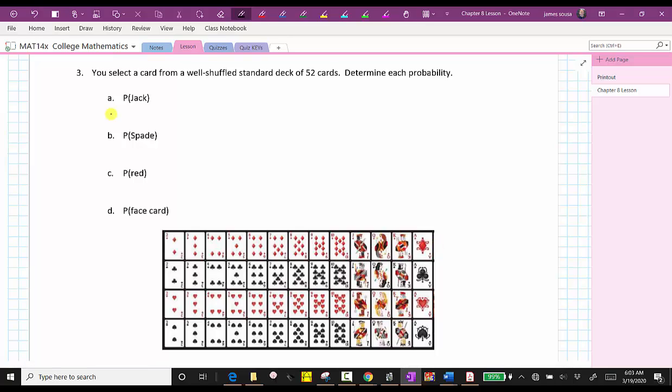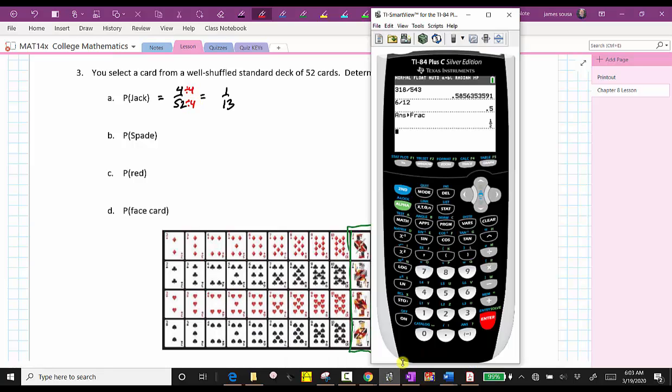So for part A, we want the probability of selecting one card, and the probability that the card is a jack. Well, we can see from the list of cards, there are a total of 4 jacks, one of each suit. So there are 4 favorable outcomes out of a total of 52. The probability of selecting a jack is 4 divided by 52. And this does simplify to 1/13. Again, by hand, we would divide the numerator and denominator by 4, or on the calculator, 4 divided by 52, enter, math, enter, enter, which gives us 1/13.